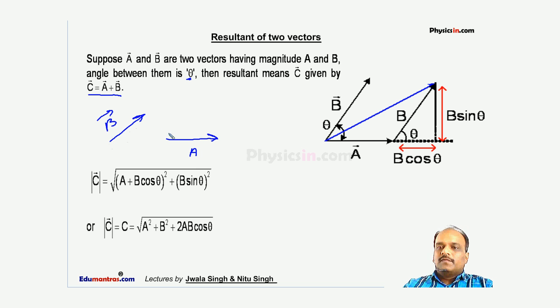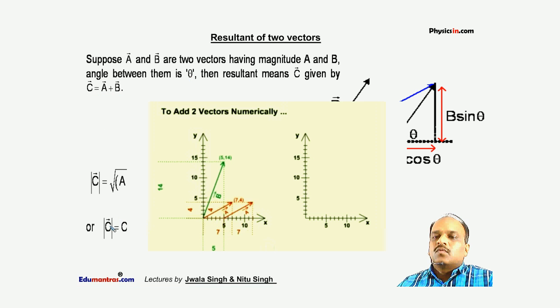The angle between two vectors is defined as, if I join the tails of these two vectors, this is vector B, the angle between the two vectors is the angle whose value lies between 0 and 180. The angle between two vectors always lies between 0 and 180. So it is theta. Watch this clip.